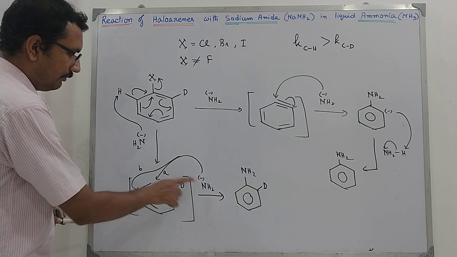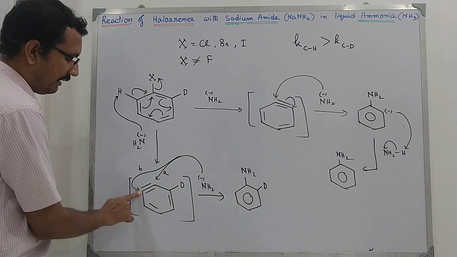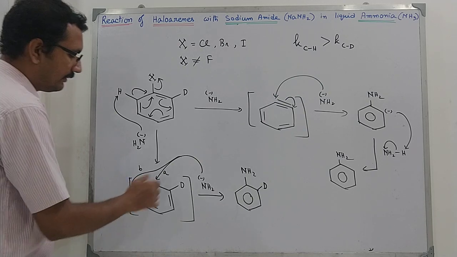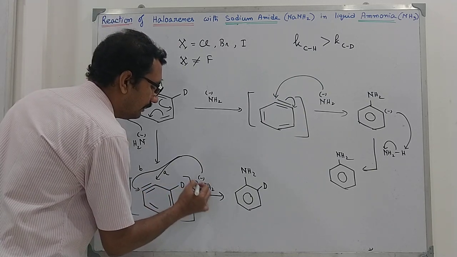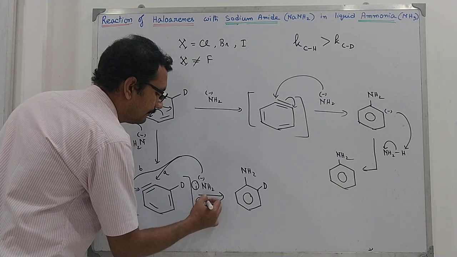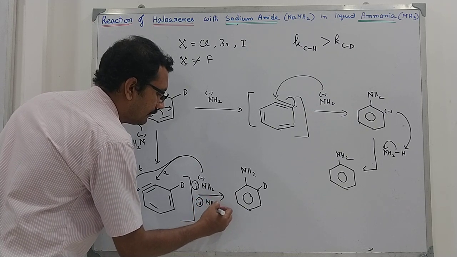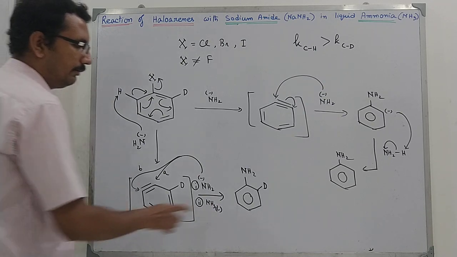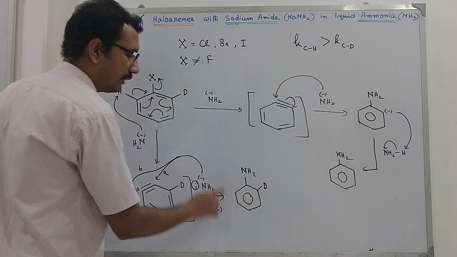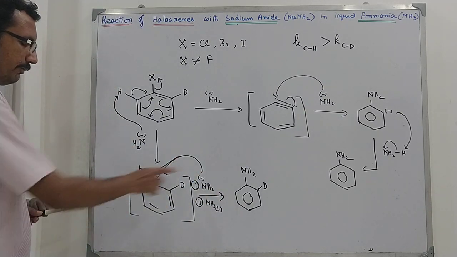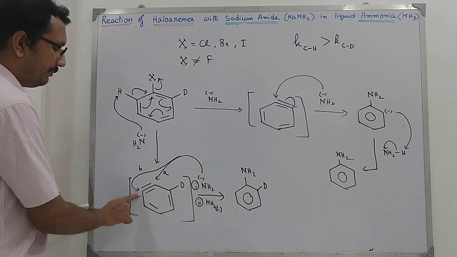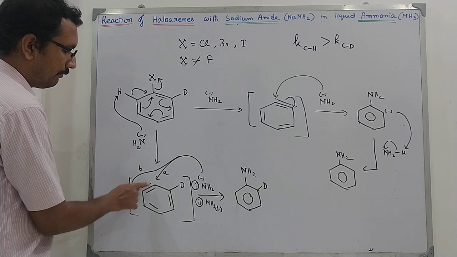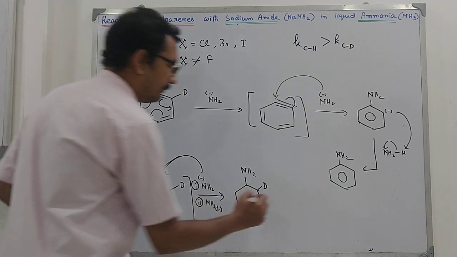Now this carbanion will extract a proton from the solvent, liquid ammonia, and it will be protonated. So we will get this product through the A path. But when it attacks through the B path, it will attack here, so we will have a minus here.